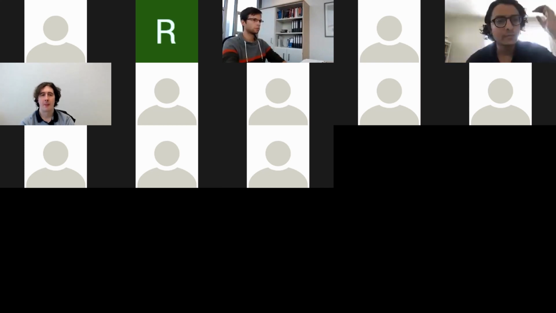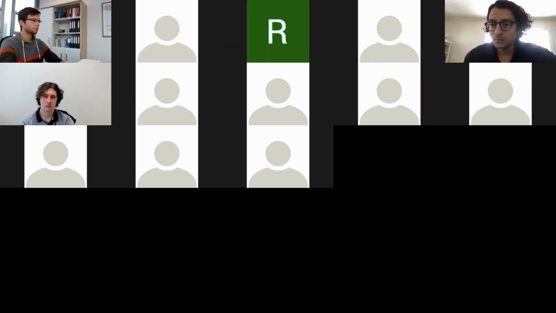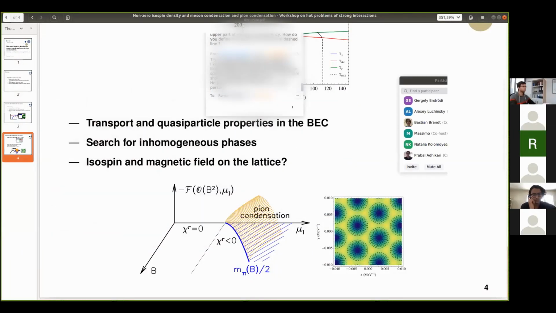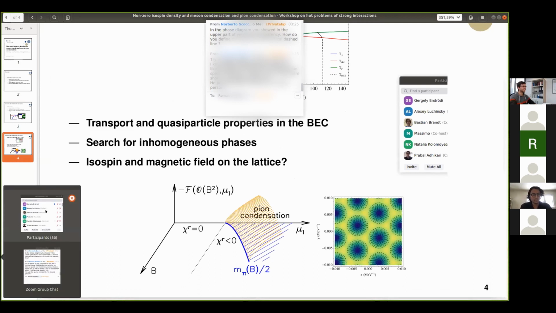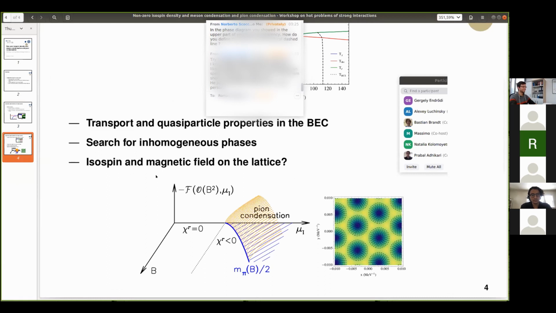Anyone from the lattice community want to comment on this? I don't see any raised hands, by the way, so I'll just again share my screen. So there you see the possible phases in the mu_I-B plane.